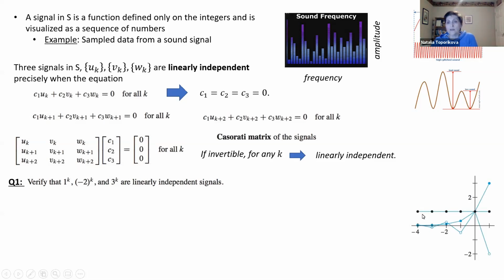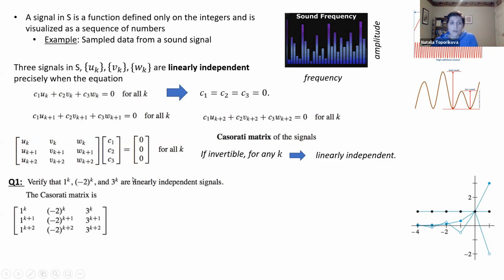And just to illustrate, here is a short trace. We're going from the step k of -4 to 1. For our first signal, of course, it's a straight line, and -2 to the power k oscillates, and 3 to the power k goes up.